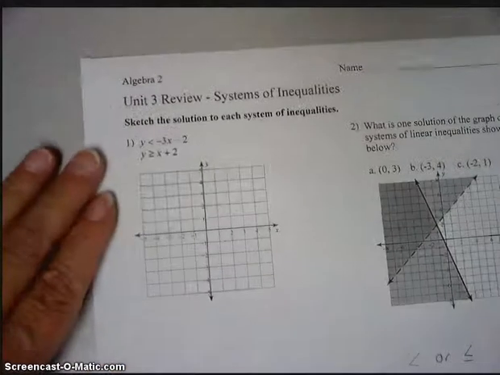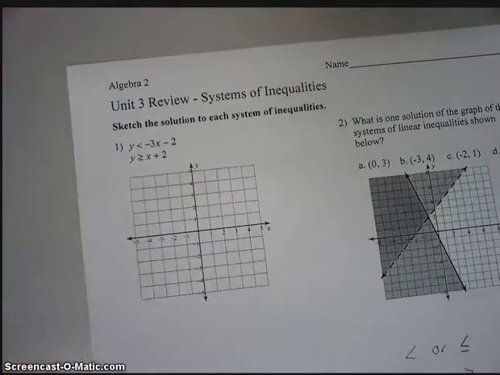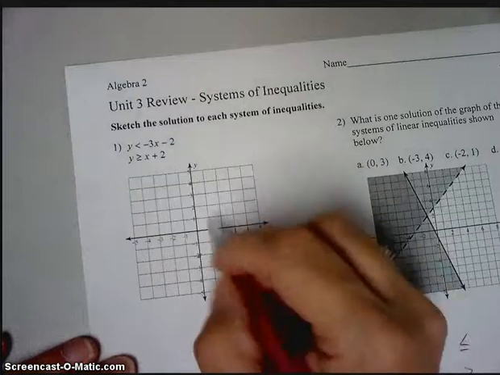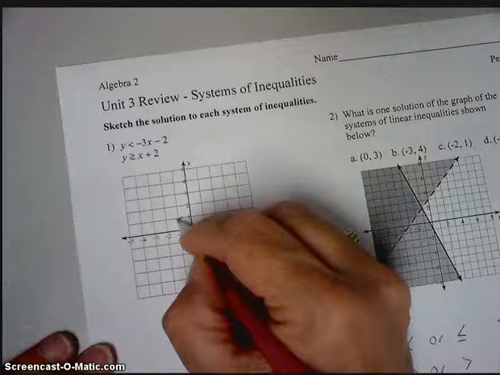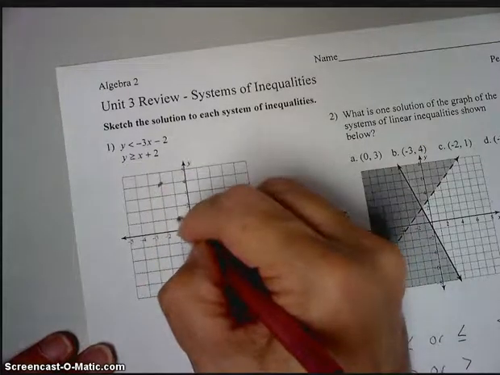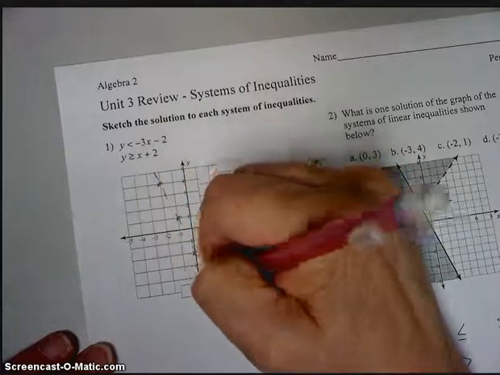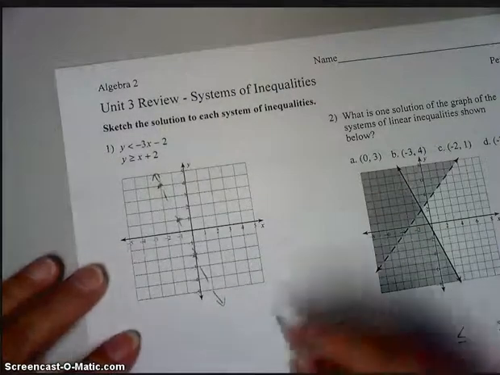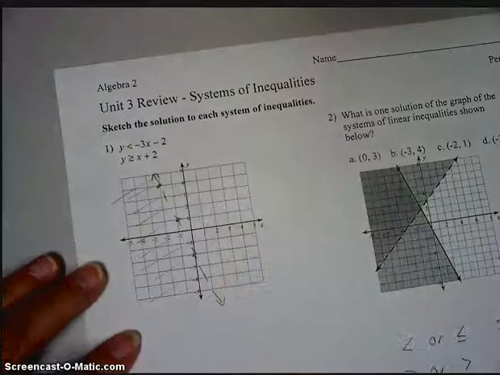Alright, so let's look at the first example. I have y is less than negative 3x minus 2. So I'm going to graph that like I would a line. My y-intercept is negative 2. My slope is negative 3, so I'm going to go up 3 over 1, up 3 over 1. I have a dashed line, so I'm going to draw dashes through this line all the way through, and put arrows on the end. It says I'm less than, so I'm going to shade below this line.